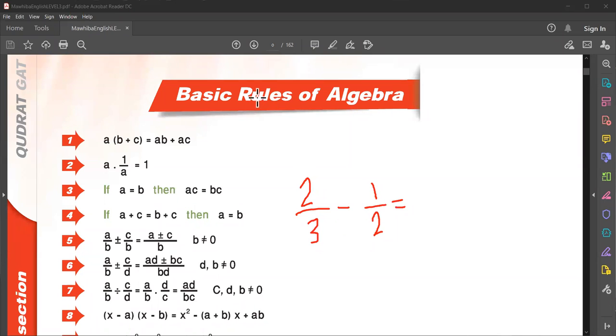Yes, you must first make the same denominator here. You multiply here by 2 and also the numerator, it's right, 2. Then you multiply here by 3, and multiply here by 3.